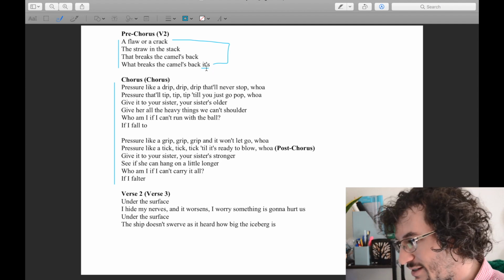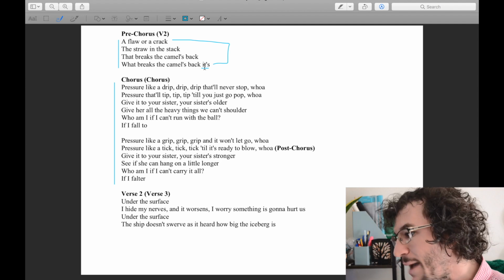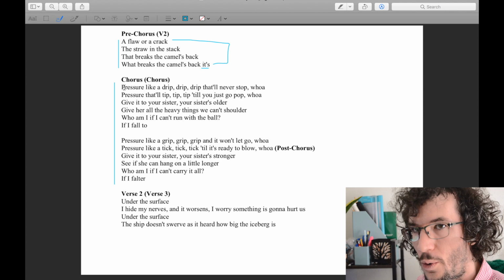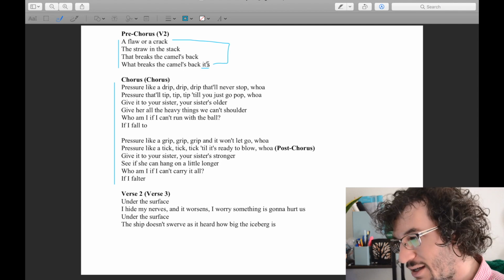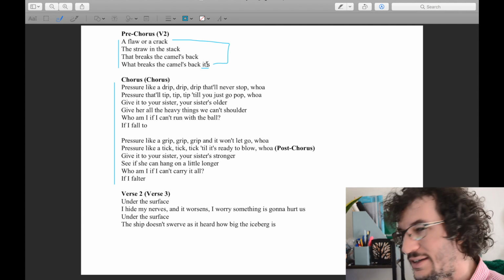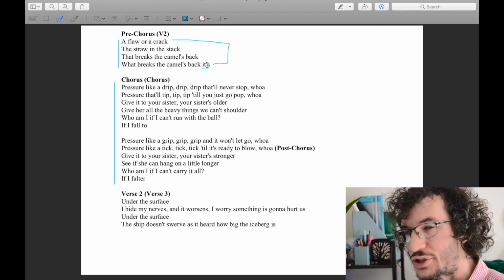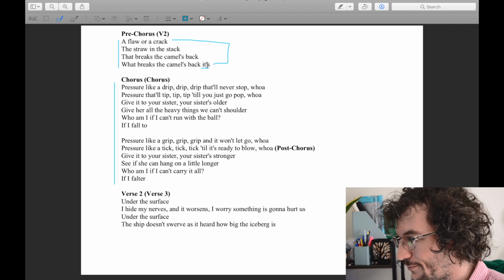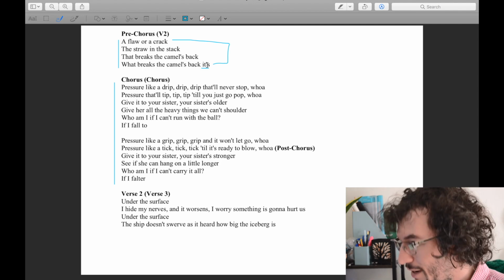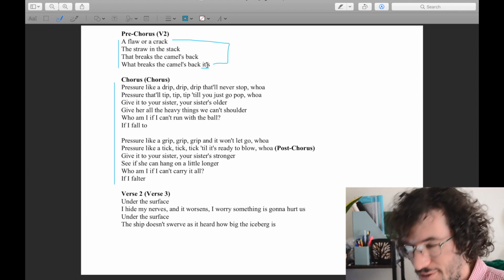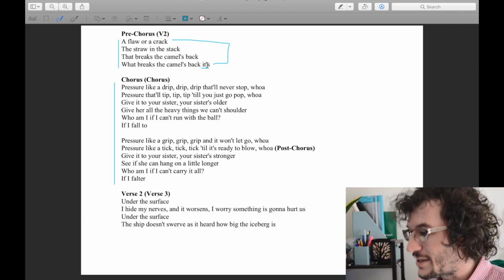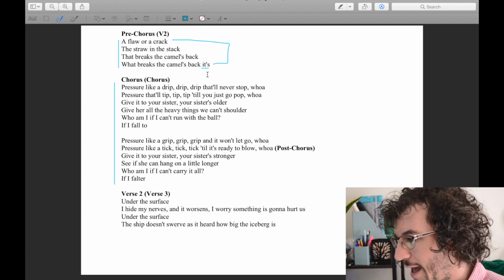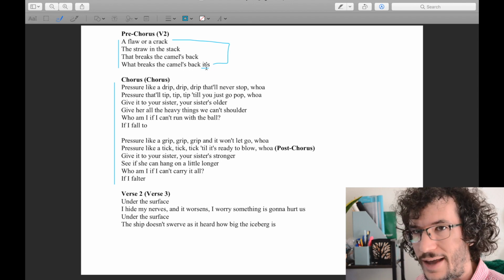Now, this "it's" that I said I was going to talk about, I believe the "it's" really belongs as a pickup to the chorus, okay? So technically it's part of the pre-chorus, but it doesn't really function as the rhyme end for the pre-chorus because we have "that breaks the camel's back." What breaks the camel's back? It's pressure, right? So it sounds like it's really leading us into the chorus. So I would not count that as part of our end rhyme.